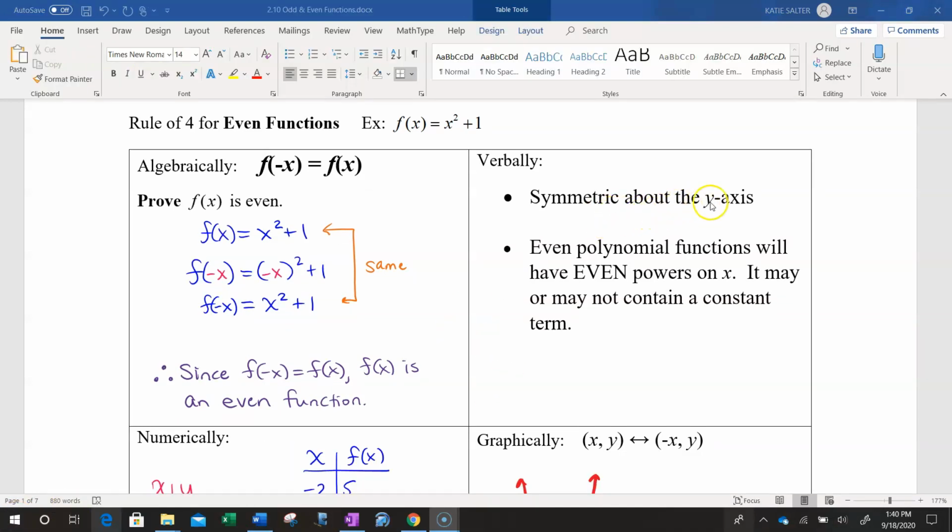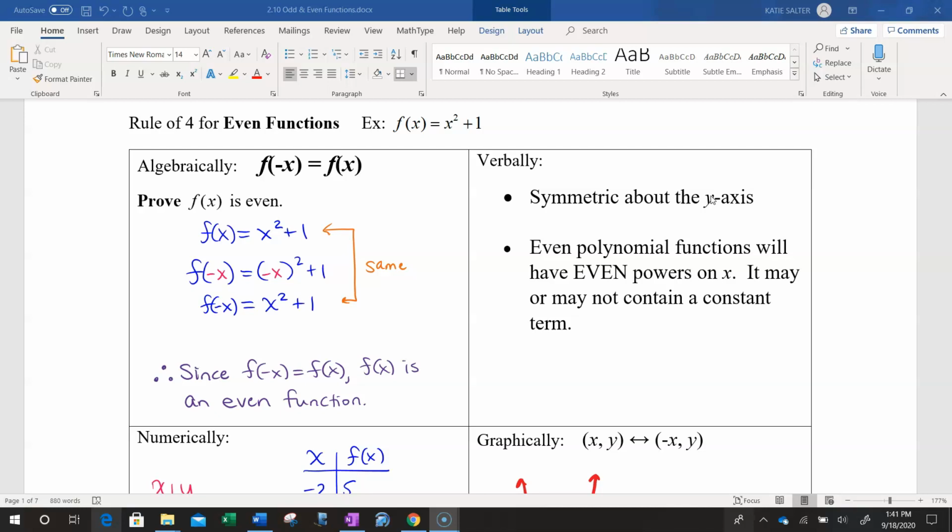Make sure it says symmetric about the y-axis. So it's symmetric about the y-axis. Also, if it is a polynomial function, polynomial functions will have even powers on x. It may or may not contain a constant term. As long as all the powers on x are even, it can have a constant term or not, because all that does is move it up or down, it'll definitely be an even function.